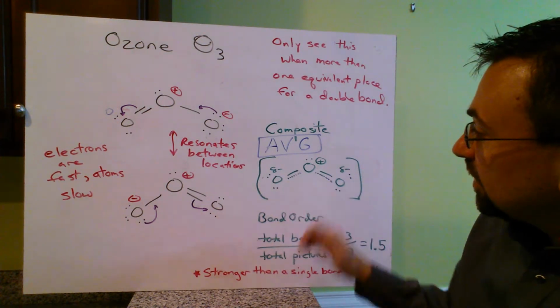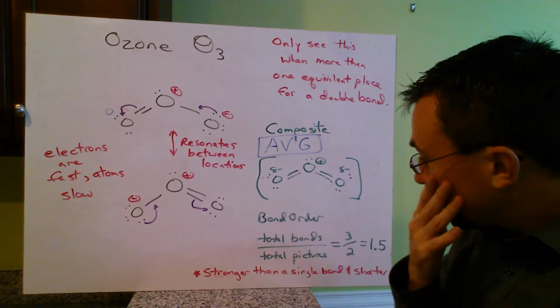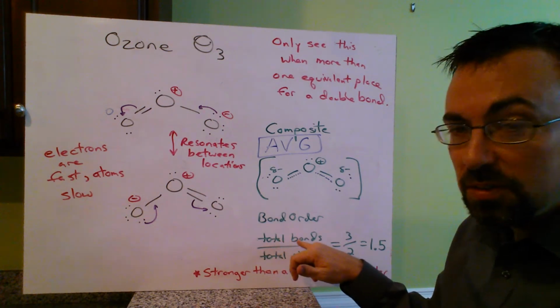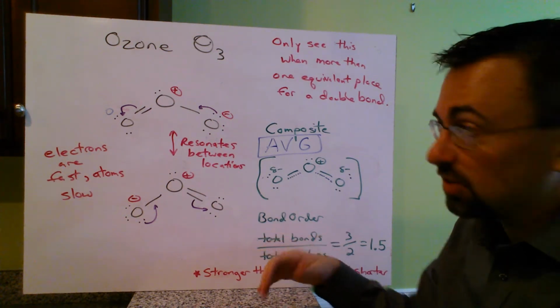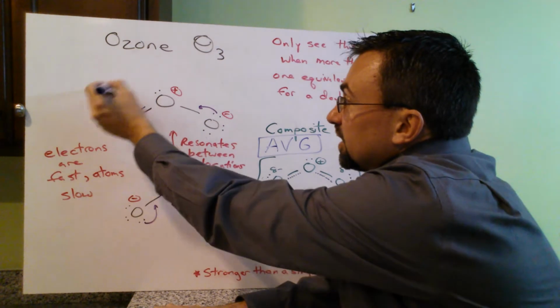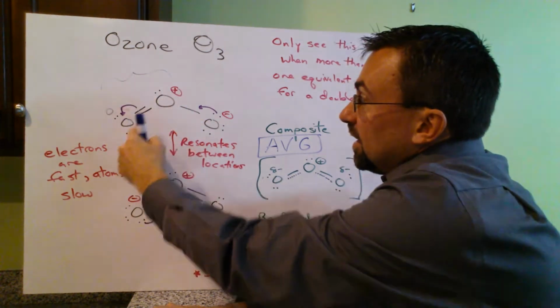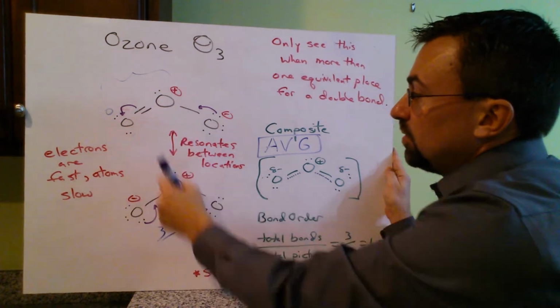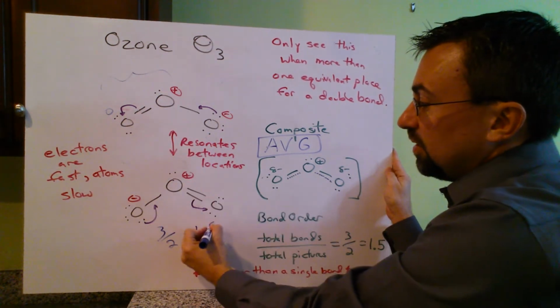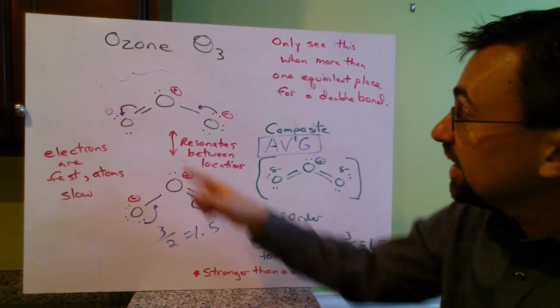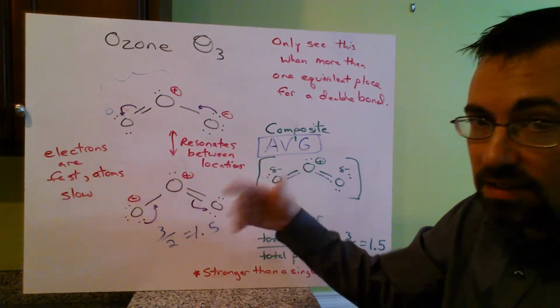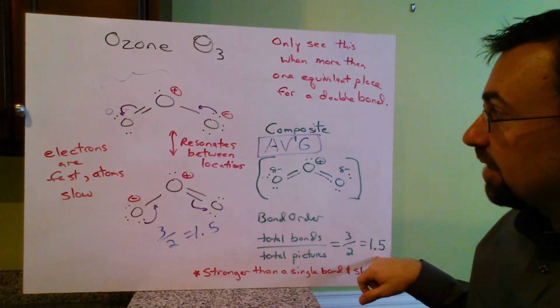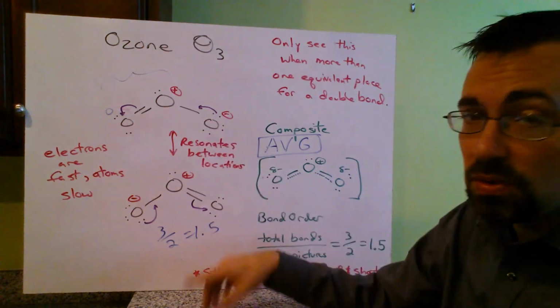Now if I want to look at bond order, for those of you that don't like math, it's the total number of bonds between the two atoms divided by the total number of pictures. So what do I mean by this? Well, if I want to look at the left side, I have 1, 2, 3 sticks over 2 pictures, or a bond order of 1.5. If I look at the right-hand side, I have 1, 2, 3 sticks divided by 2 pictures, a bond order of 1.5. Or the average of 1 and 2 is 1.5.